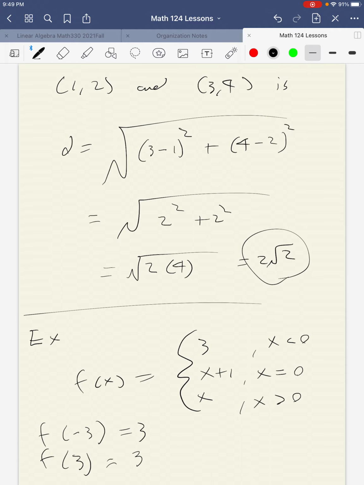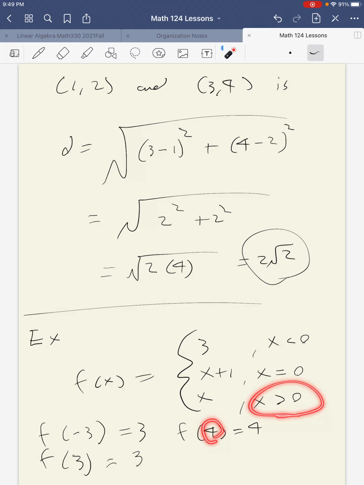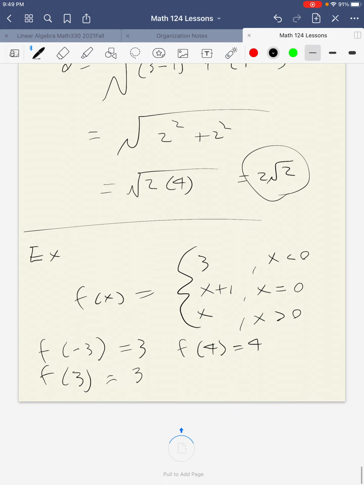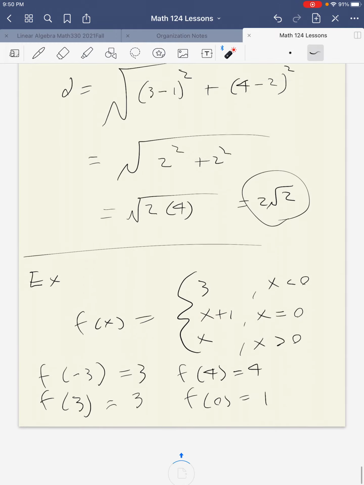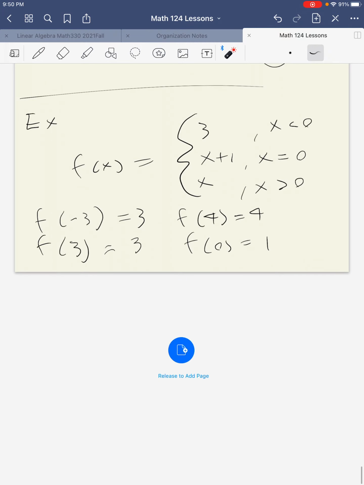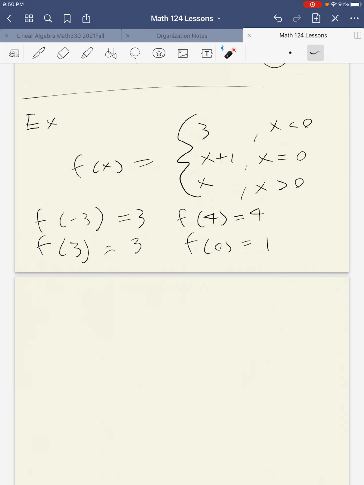Right, f of 4 would therefore be 4, right? Because 4 is greater than 0, so I plug into this formula. Okay, what about f of 0? Well, that will equal 1. Why? Because 0 obviously equals 0, so I plug the 0 into that formula. There really is no need for the x there, but it's okay. And then the domain here is all real numbers because it's given right here, just in 3 pieces.